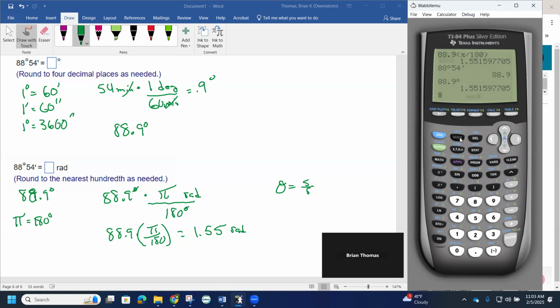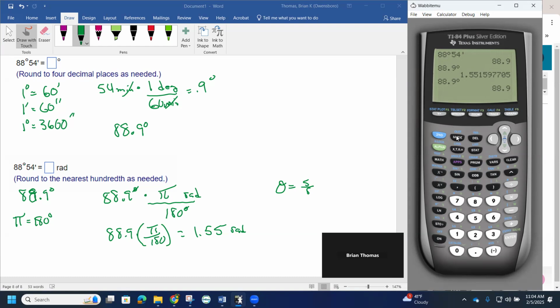Now, notice that if your mode is not correct there, if it was in degree mode, let's see what happens. So 88.9 degrees. If I hit enter, notice it just leaves it in degrees. So it is important, to convert degrees to radians, to make sure your calculator is in the correct mode. So that's one of the ways that I'm familiar with doing it. So then it should work out from there.